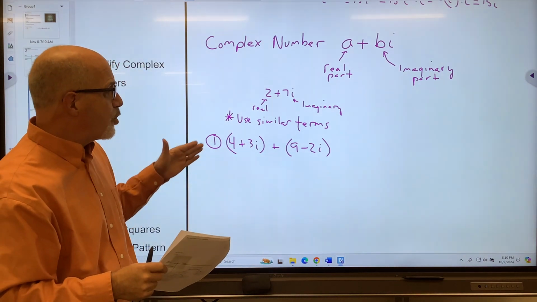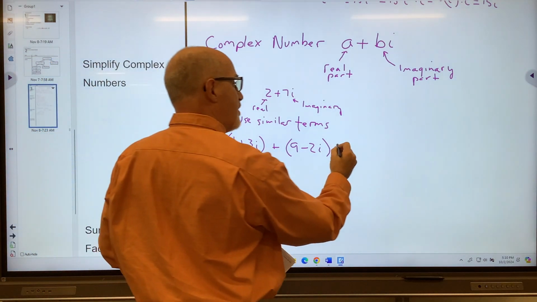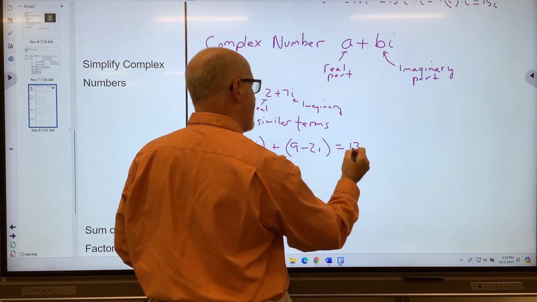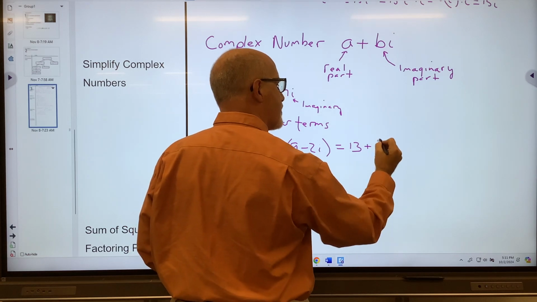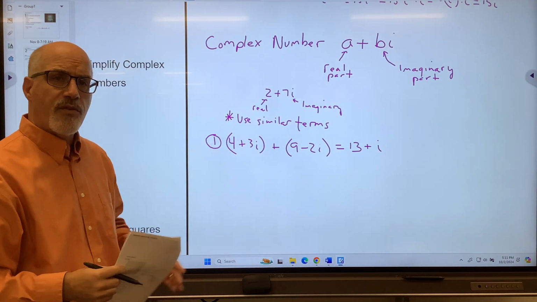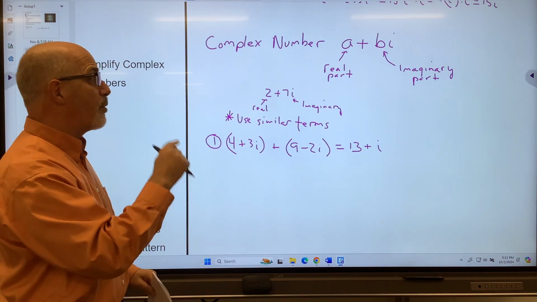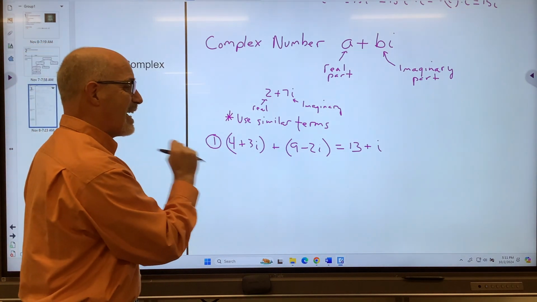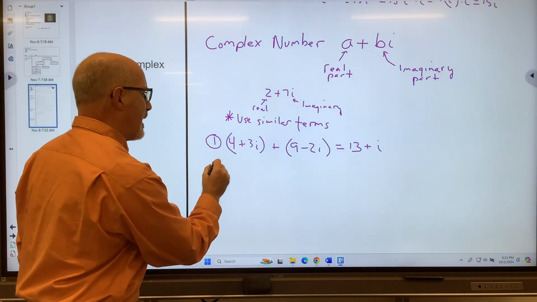When you look at these, you're going to combine the real parts and then combine the imaginary parts, which is not too difficult. So I'm going to combine the 4 plus the 9, that gives me 13, and the 3i plus a negative 2i is just going to be plus 1i, so plus i. So really, if you look at similar terms like you've done before with variables, i is a letter, it's not a variable. Remember, it is the imaginary unit, the imaginary constant, but it is not a variable, but it operates a lot like variables when we do our mathematics with it.